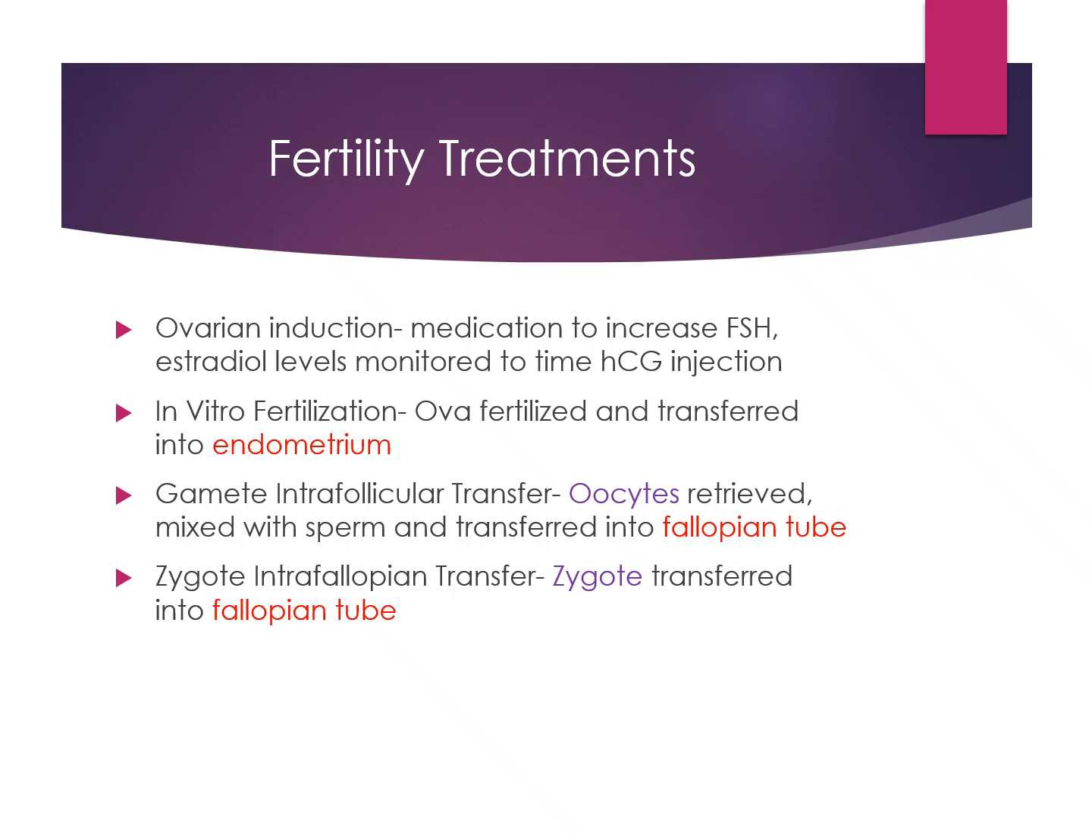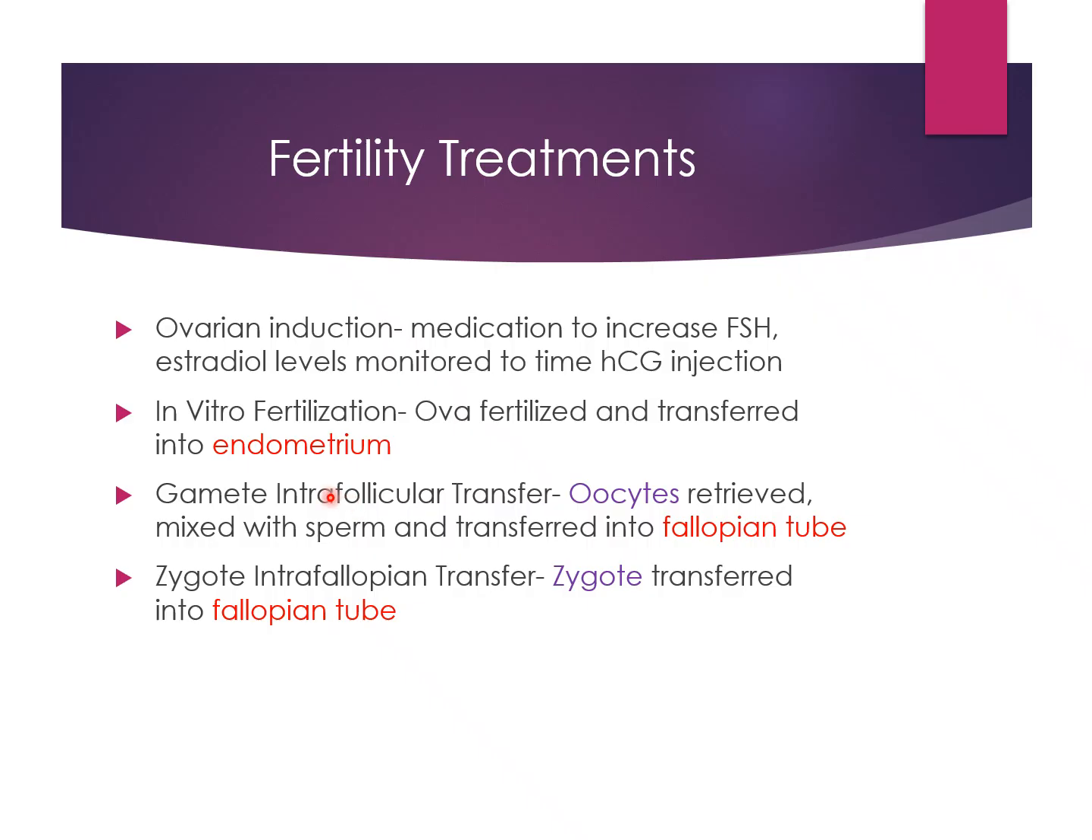So in vitro fertilization, we have an ova. That is an unfertilized egg. They take it out, they fertilize it in a petri dish, and then they stick it back into the endometrium, right into the center of the uterus.